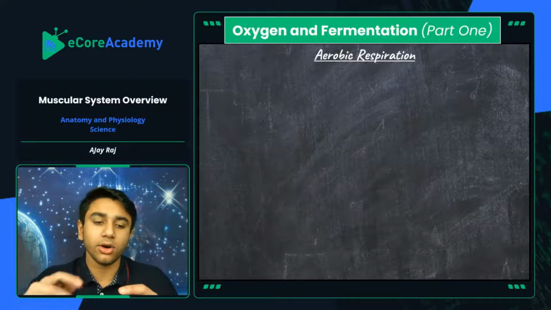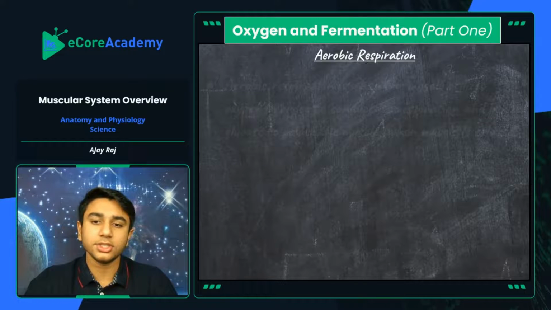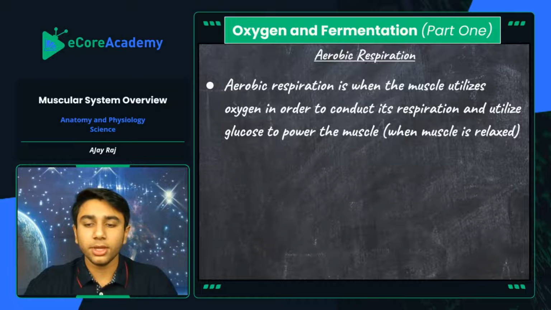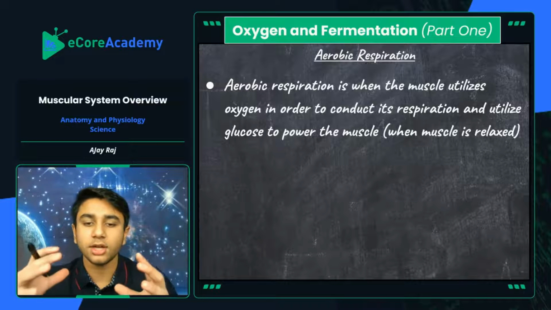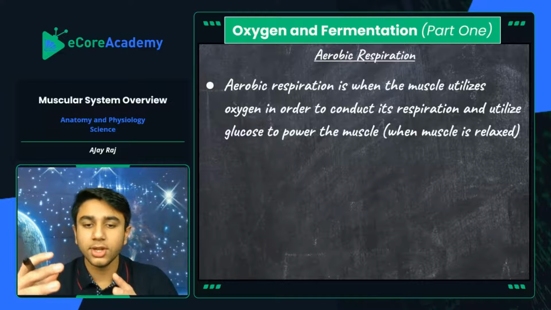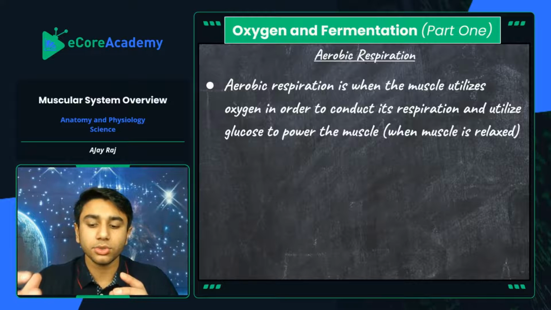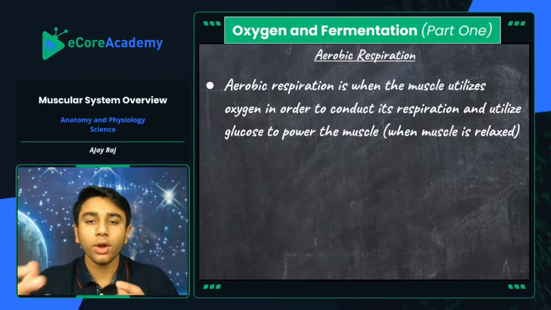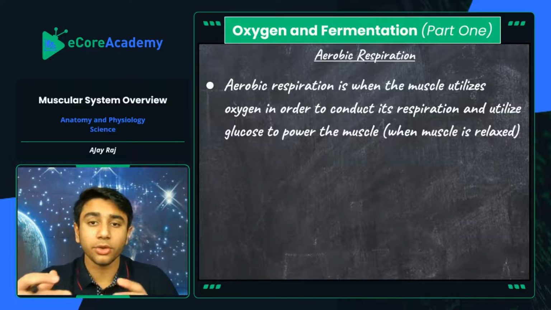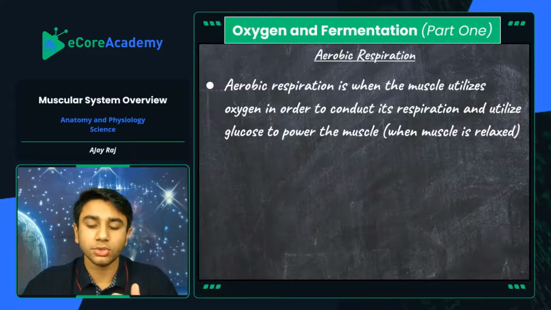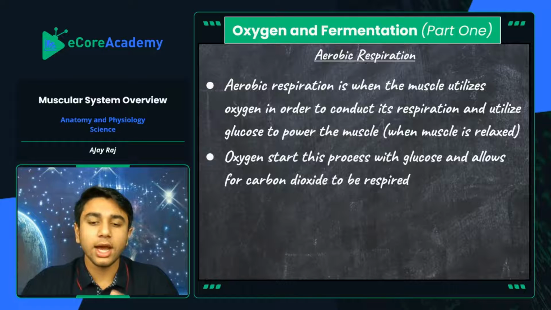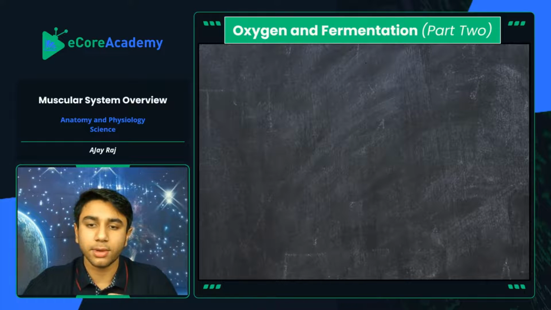But don't worry, I'll get into all of this in a later video, just introducing these topics. So aerobic respiration is when the muscle utilizes oxygen in order to conduct its respiration, and utilizes glucose to power the muscle when the muscle is, of course, relaxed, or at least it's in an engaged manner, but you're able to do it without any pain and obviously in a relaxed motion, something that you're comfortable with. And oxygen starts this process with glucose and allows for carbon dioxide to be respired.